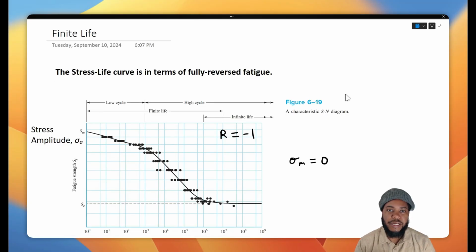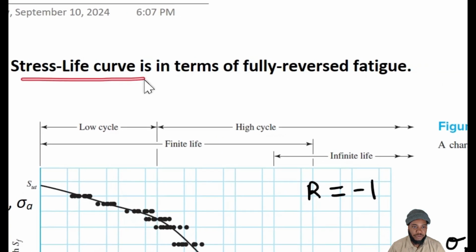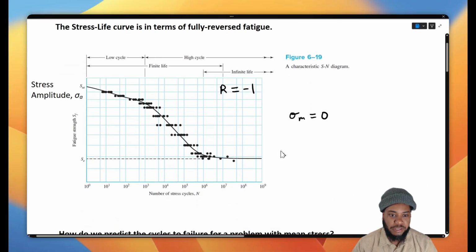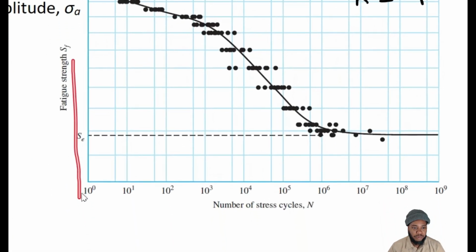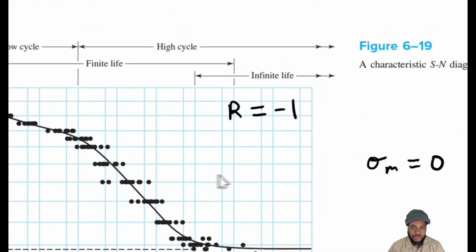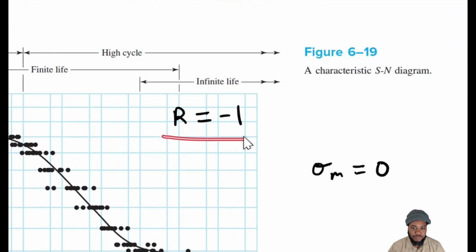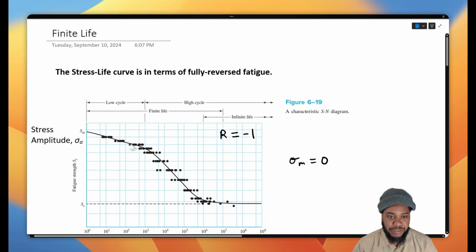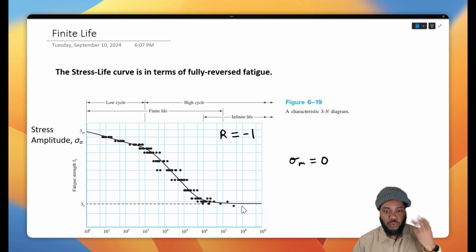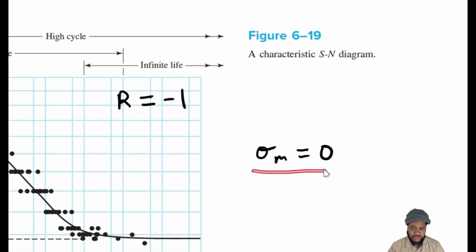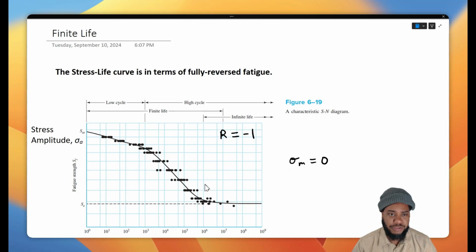Today we're going to learn how to solve finite life problems involving mean stress. Now let's start with just looking at our stress life curve and remind ourselves that the stress life curve for materials is in terms of fully reversed fatigue, meaning the data that is collected is using that Euler rotating beam test, and the mean stress during these experiments is equal to 0, right?